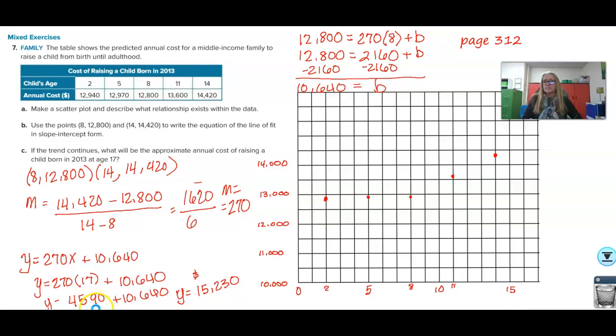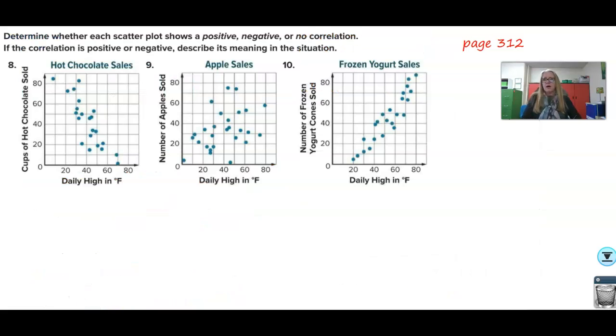Okay, so here we're back to positive, negative, or no correlation. Okay, let's see, hot chocolate sales. Well, that definitely looks like it's going down. No one's buying hot chocolate when it's 80 degrees. This is a downward trend, so this is a negative slope, a negative correlation.